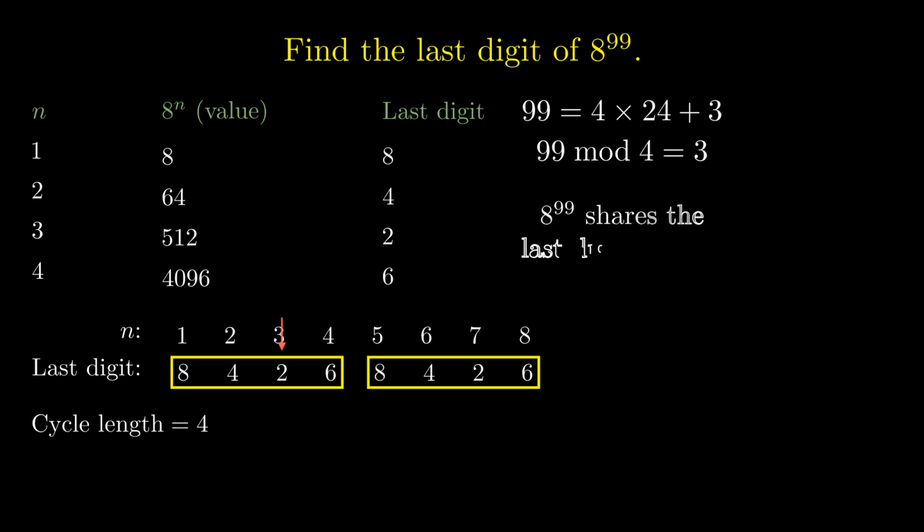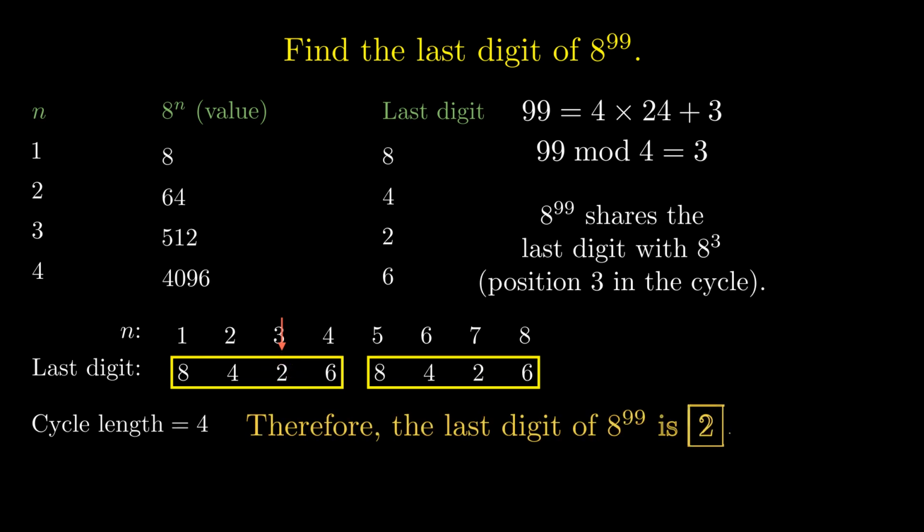Step 4. A remainder of 3 means we take the third position in the cycle. That corresponds to 8 to the third power. Conclusion. The last digit of 8 to the 99th power is 2.